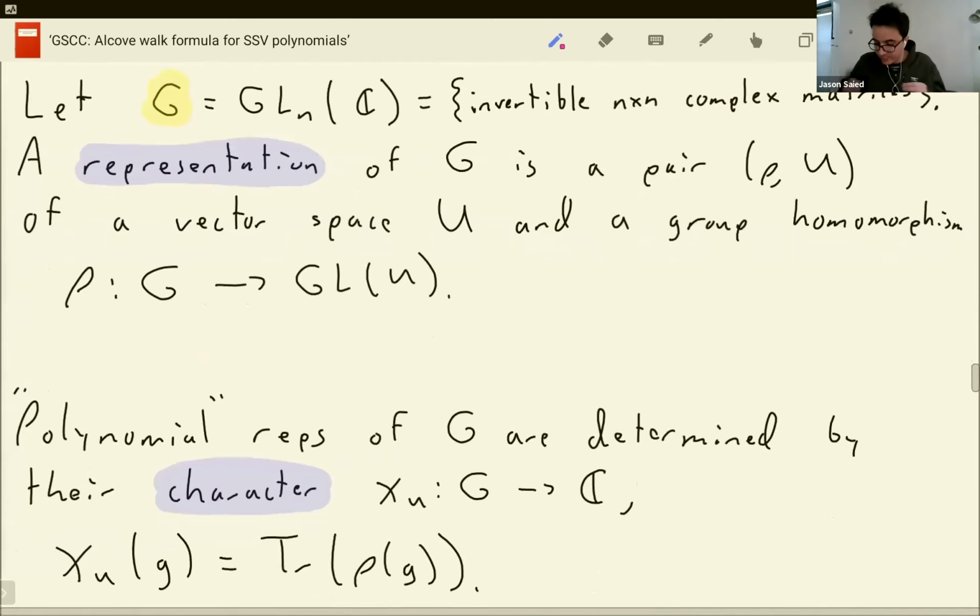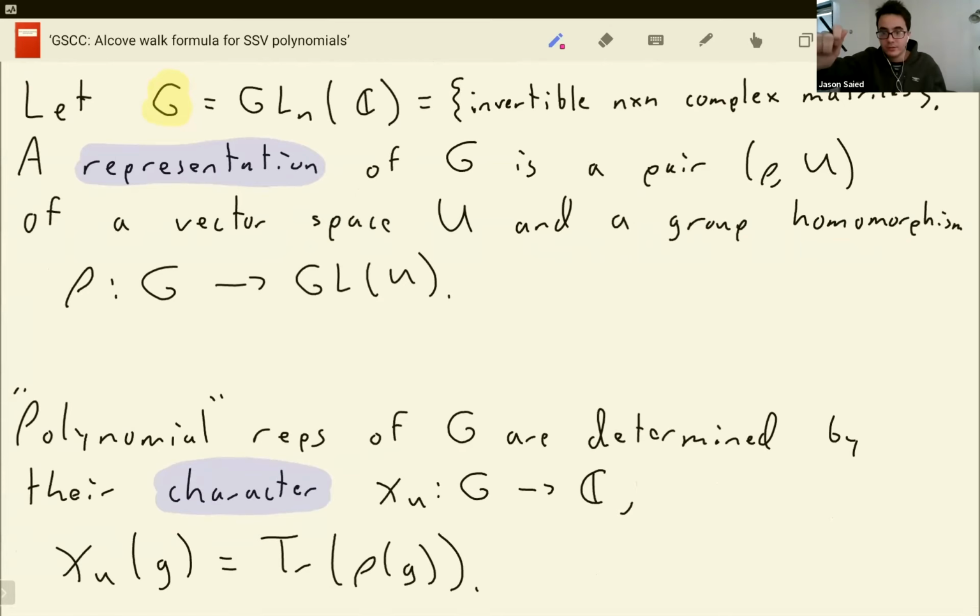And the point is that if we have a sufficiently nice representation of this group, it's determined by what's called the character. So it's a function on the group. What you do is you take the group element, you map it into the endomorphisms of some vector space, and that's a linear map, so you can take the trace. So now for every group element, you get a number.